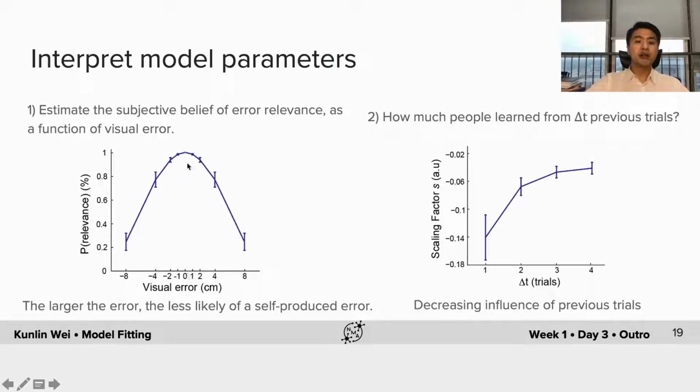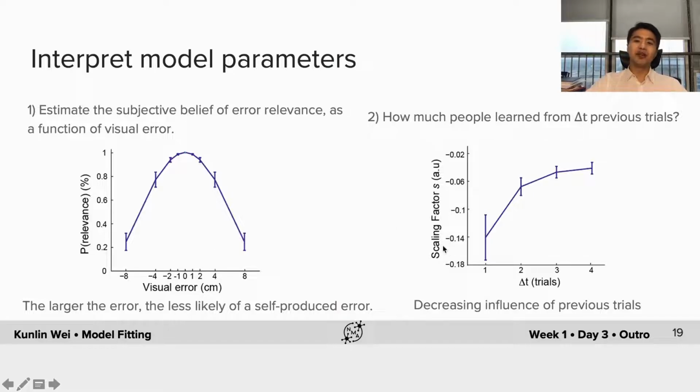For zero visual error, you are 100% sure that the visual error is caused by yourself. But with increasing visual error size, for example, with 8 centimeter visual error, you don't believe it anymore. You don't believe that visual error is caused by yourself. That's why the p-relevance is decreasing to the lowest point. This is exactly what you expect, right? The larger the error, the less likely is a self-produced error. So this is actually naturally demonstrated by your model parameters.